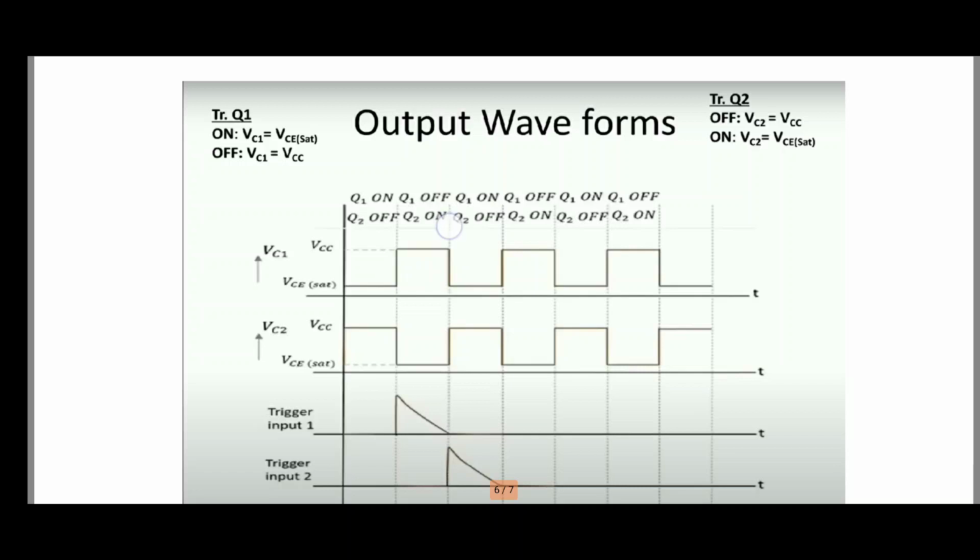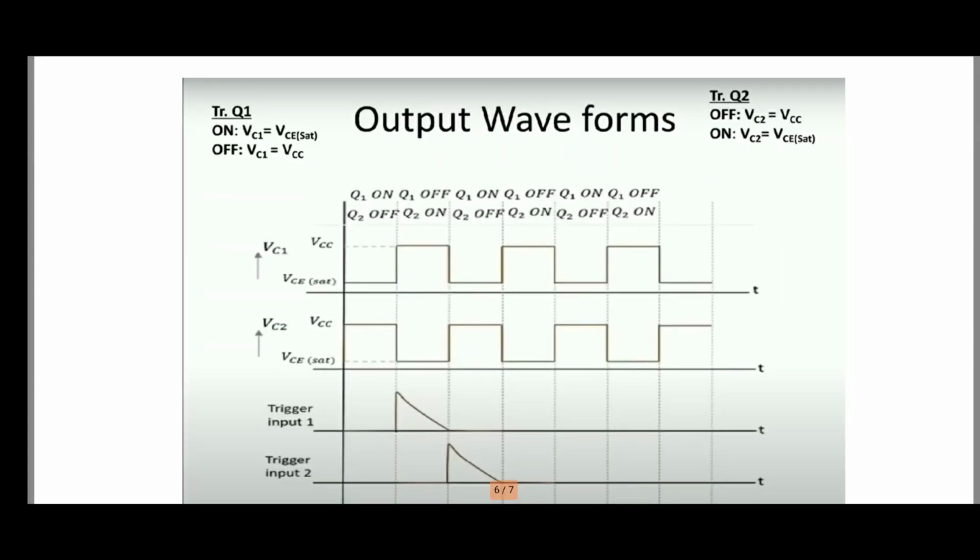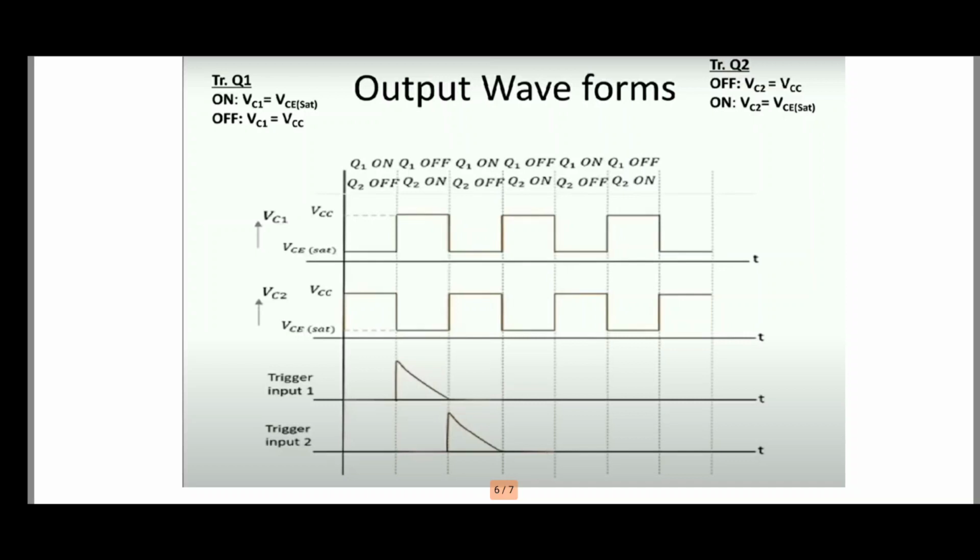In the second time slot, Q1 is off, so VC1 equals VCC. So now it changes state from VCE saturation to VCC, that is this state. And for VC2, it changes state from VCC to VCE saturation. So it comes like this. In the third time slot, again if Q1 is on, VC1 equals VCE sat. If Q2 is off, VC2 equals VCC, and the same process continues.